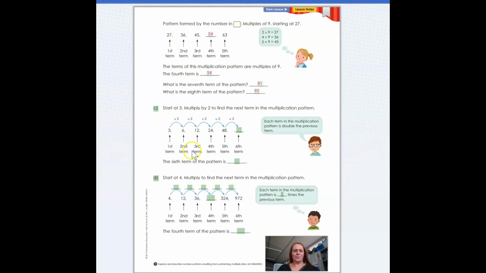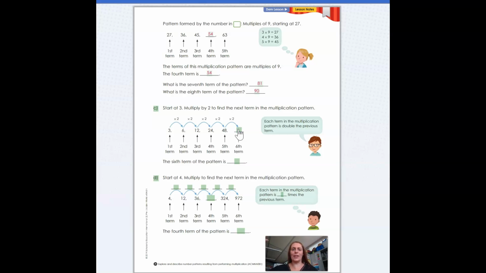Take a breather. We've got 3 times 2 equals 6. 6 times 2 equals 12. This is a number pattern. 12 times 2 equals 24. 24 times 2 equals 48. Notice how we're doubling. So 48 times 2 is 96. Who's with me? Who's worked it out?